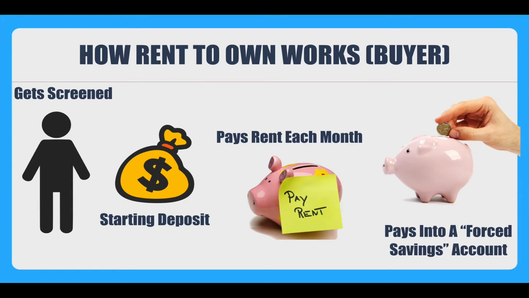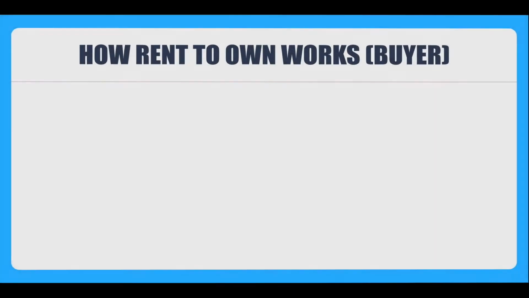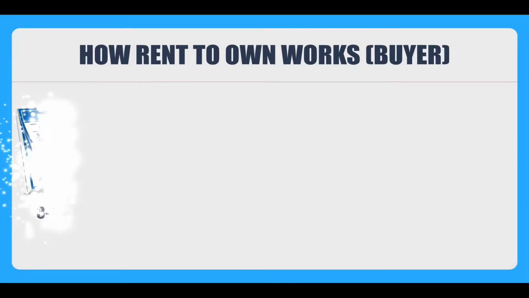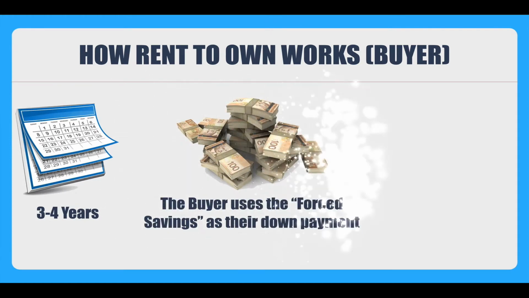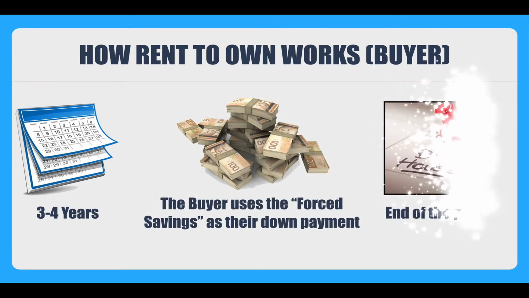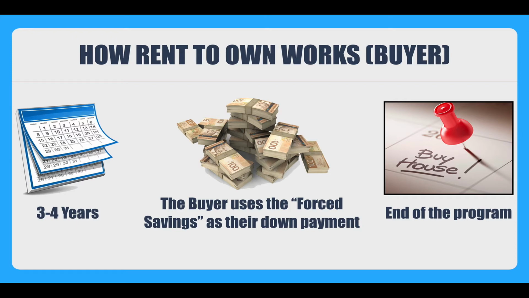Typically, after a 3 to 4 year period, their starting deposit plus their forced savings adds up to become enough for their whole down payment, and it's the end of the program. They're going to buy the house and become full homeowners with a regular mortgage with a regular financial institution.